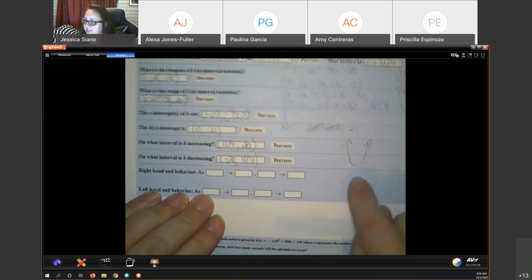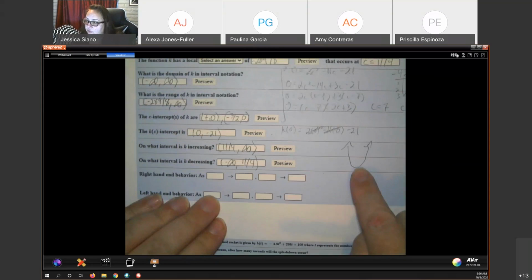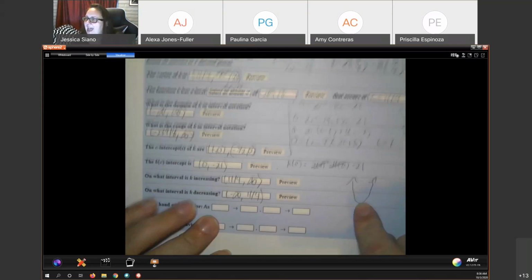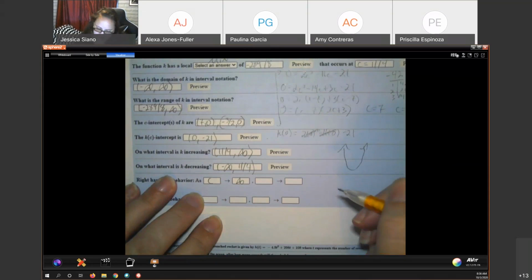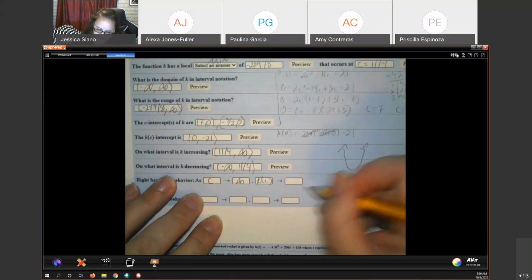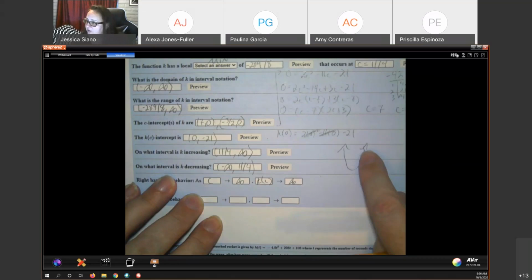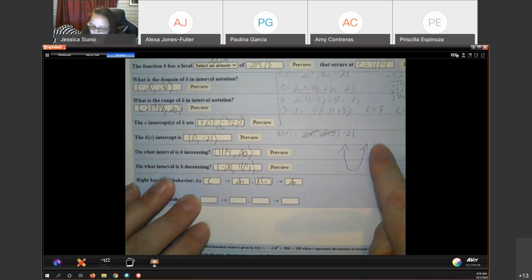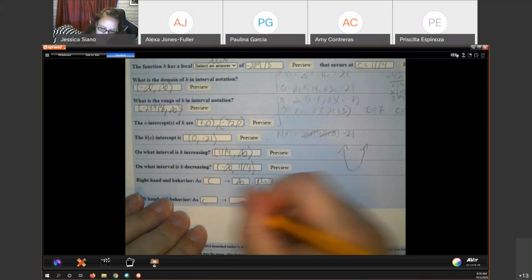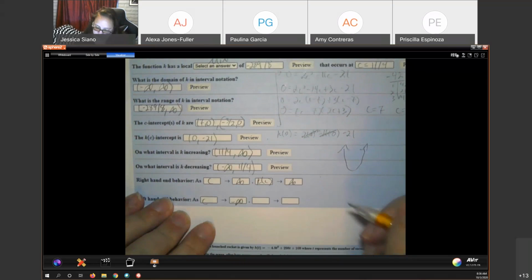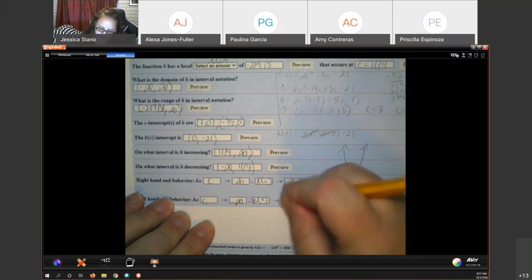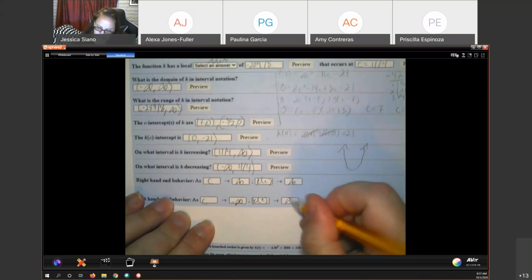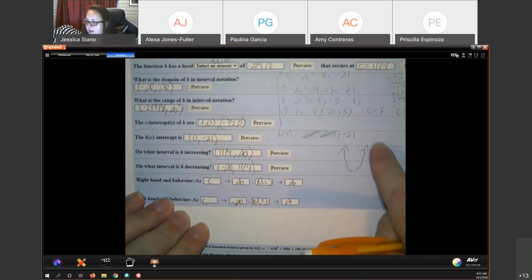So then if this is the shape of my parabola, the right-hand end behavior is that as c approaches infinity, k of c also approaches infinity. As it goes to the right, it goes up. As c approaches negative infinity, k of c also goes up. So as it goes left, it goes up. As it goes right, it goes up.